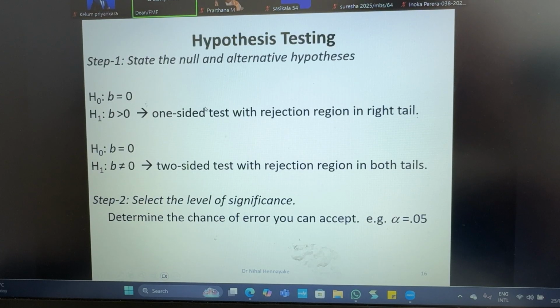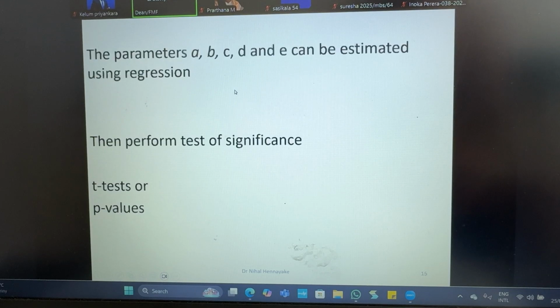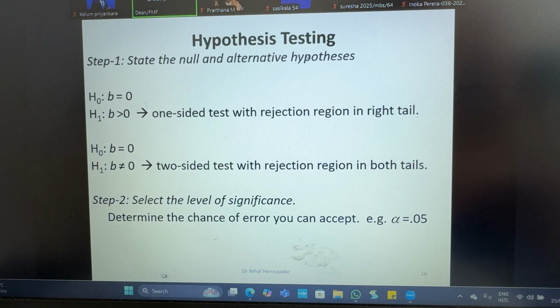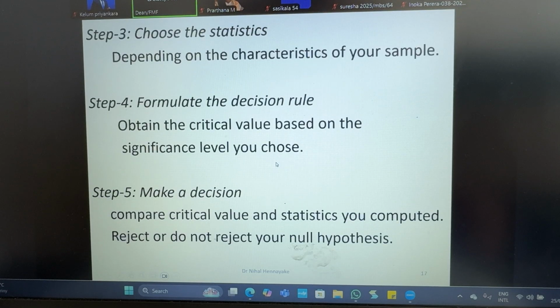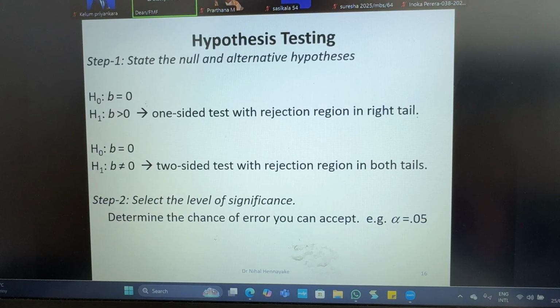Okay, so this is a very important part. I'm going to start the next day's class from here: how to test the parameters we received from the estimation. We need to test whether those parameters are valid or not. It is called hypothesis testing. We have to follow 5 steps for this: step 1, 2, 3, 4 and 5. So a 5-step procedure for hypothesis testing.